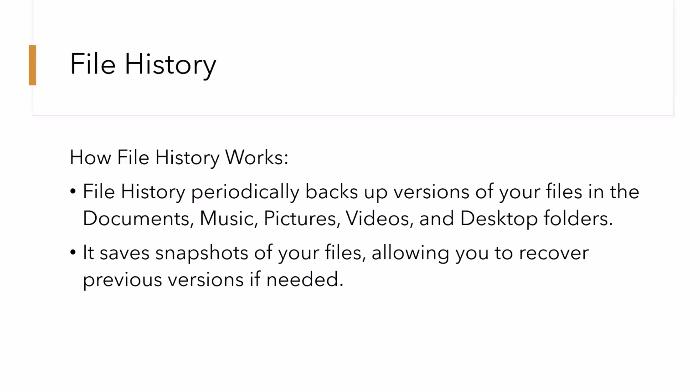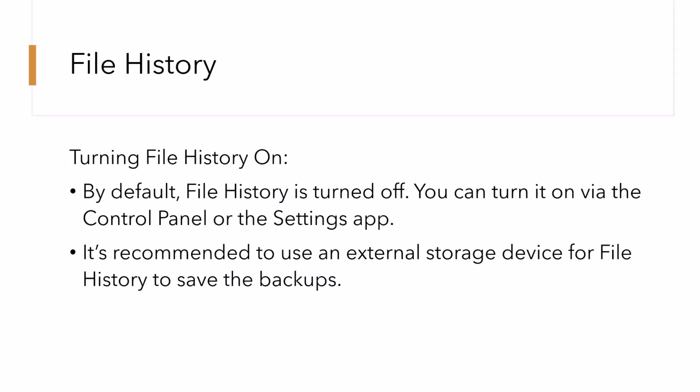How File History works: File History periodically backs up versions of your files and documents, music, pictures, videos, and desktop folders. It saves snapshots of your files, allowing you to recover previous versions if needed. To turn on File History: by default, File History is turned off. You can turn it on via the Control Panel or the Settings app. It is recommended to use an external storage device for File History to save backups.